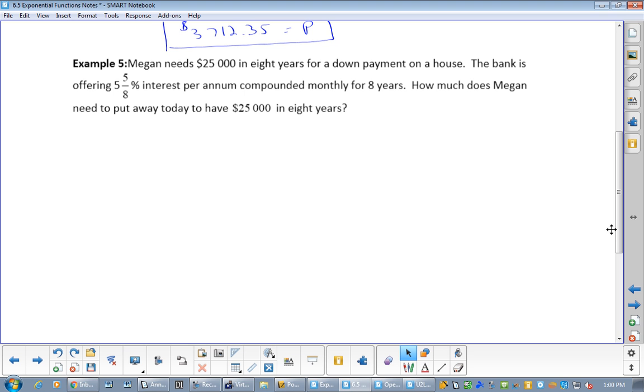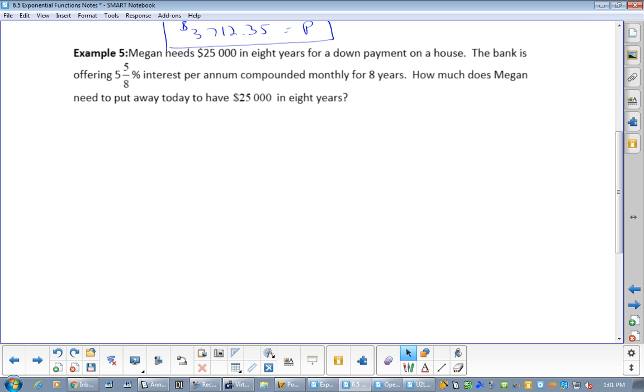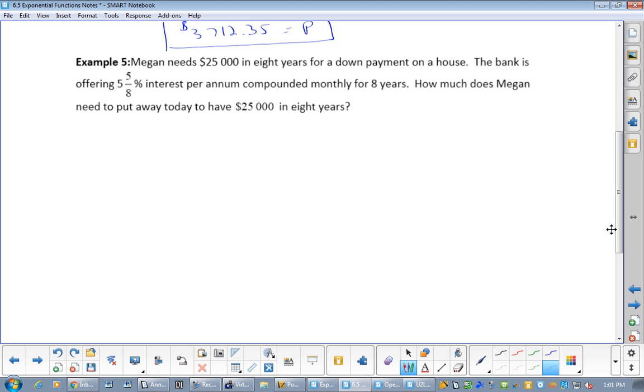Megan needs $25,000 in 8 years for a down payment on a house. The bank is offering 5 5/8 percent interest per annum compounded monthly for 8 years. How much does Megan need to put away so she has $25,000 in 8 years? Okay, so let's write down our formula. A equals P(1 plus i) to the n.